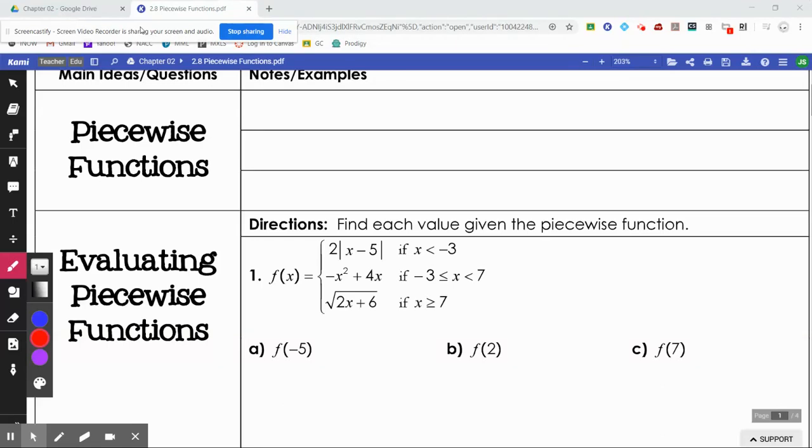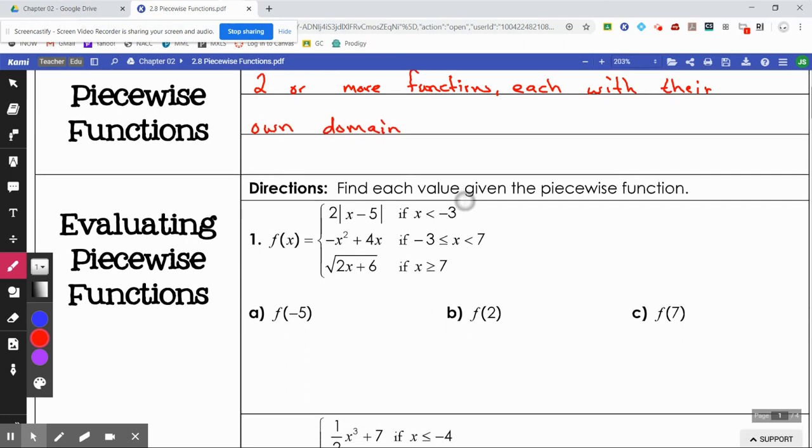In this video, we're going to be talking about piecewise functions. And first off, let's define what we mean by a piecewise function. A piecewise function would be two or more functions. And here is the most important part, each with their own domain.